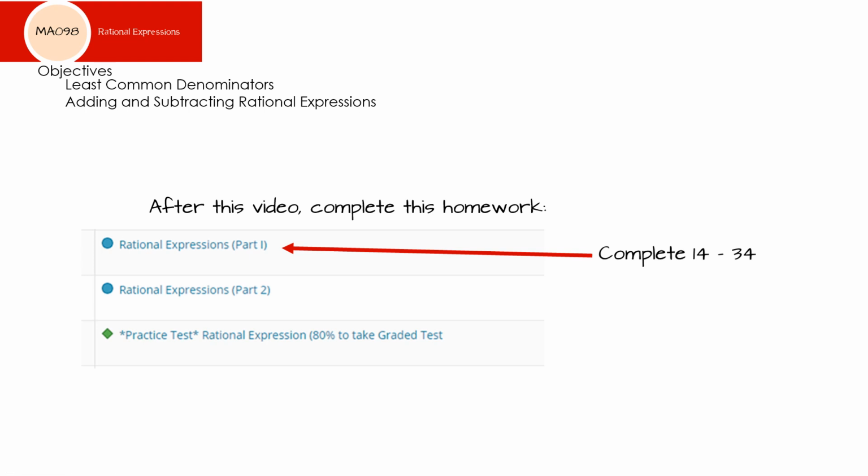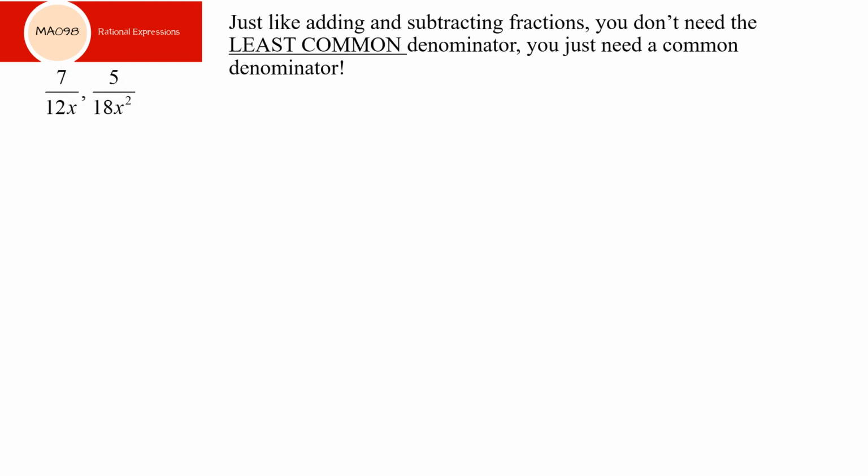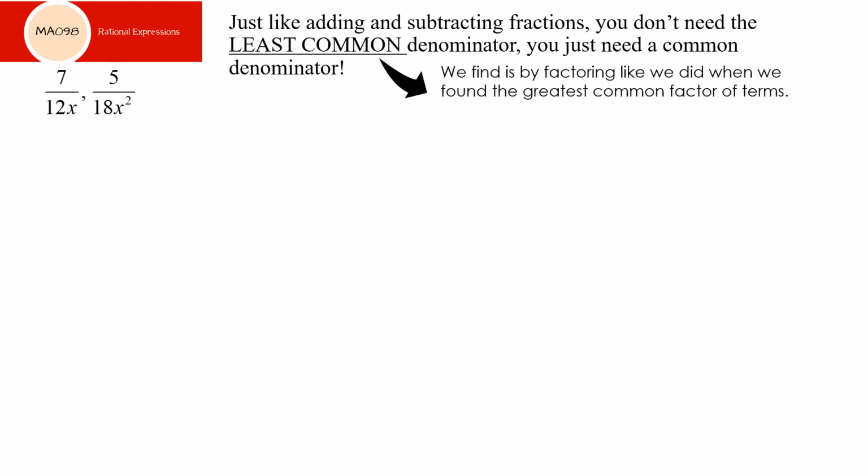Let's get started. Just like adding and subtracting fractions, you don't need the least common denominator, you just need a common denominator. We're going to find it by factoring like we did when we found the greatest common factor of terms. But this time, we're going to put all the terms together. Let's look at this first example.